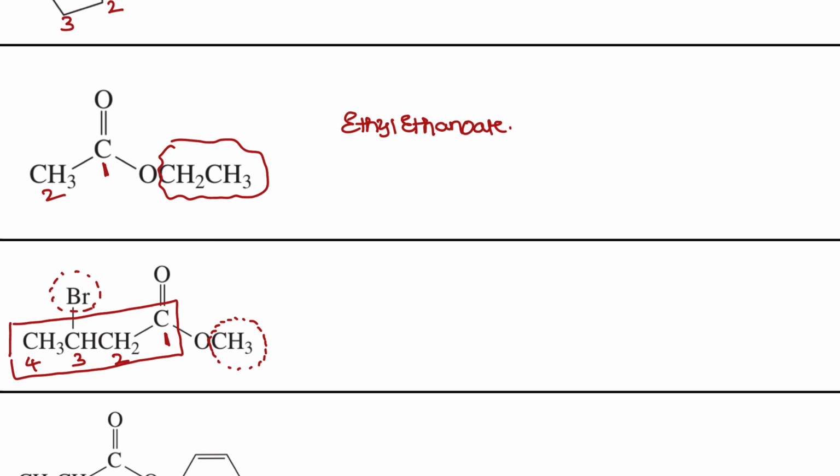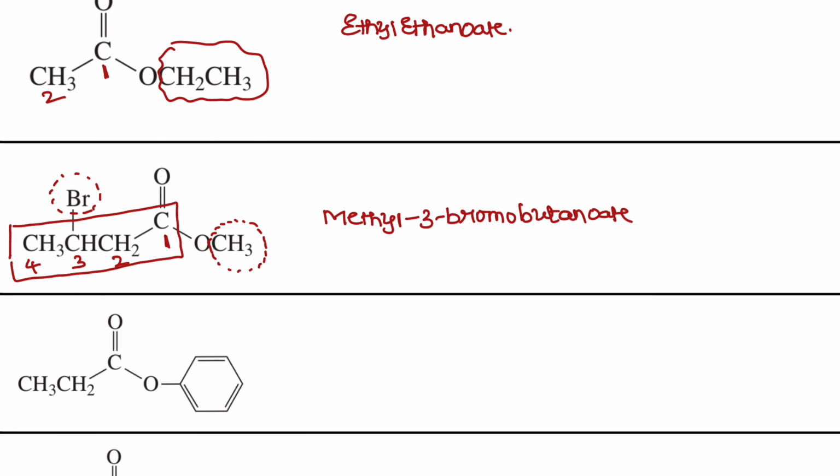But if you can recollect one rule which was discussed earlier under miscellaneous rules, while naming esters, irrespective of alphabetical order, the alkyl group attached to oxygen should be indicated first. Therefore, you have to start the name by saying methyl, then you have to say 3-bromo, root word but, primary suffix ane, secondary suffix oate.